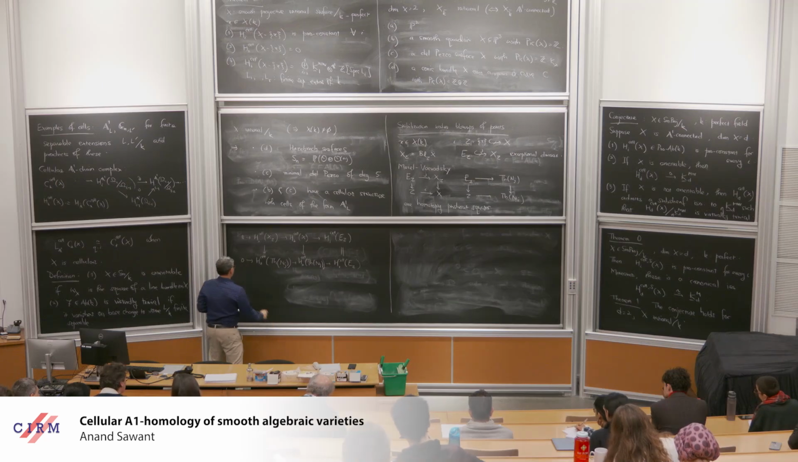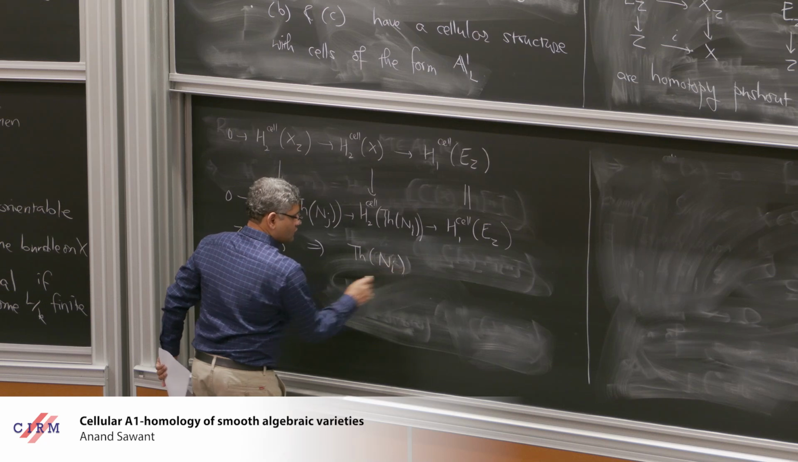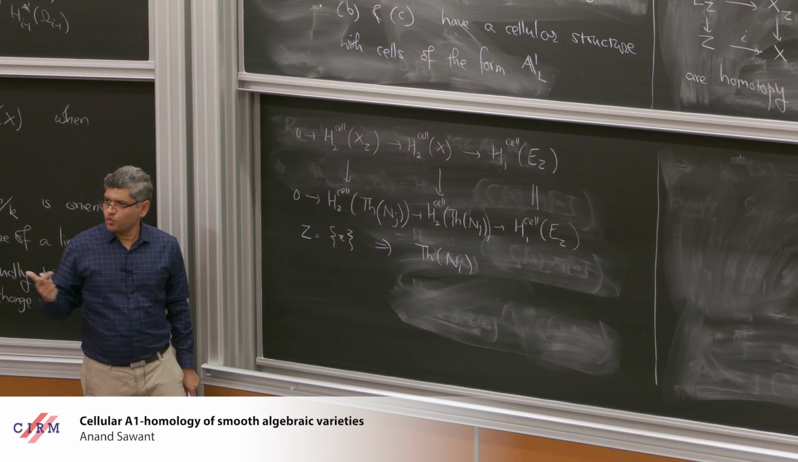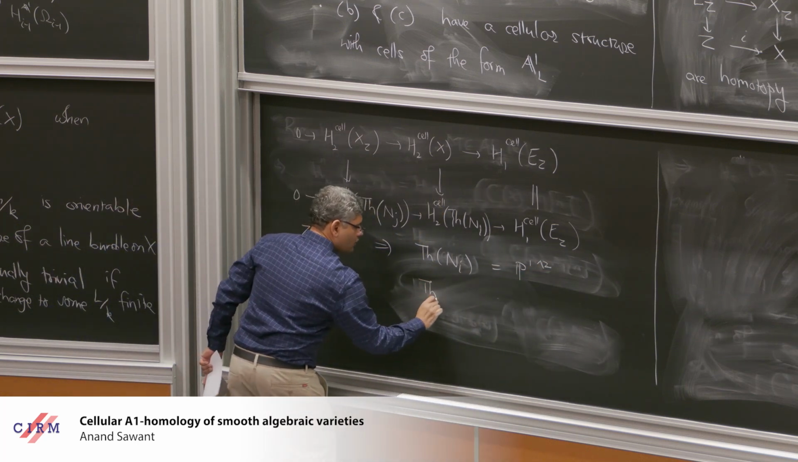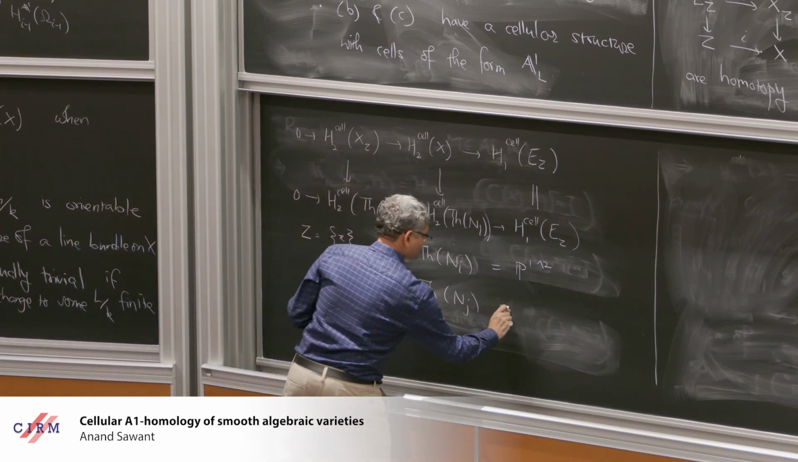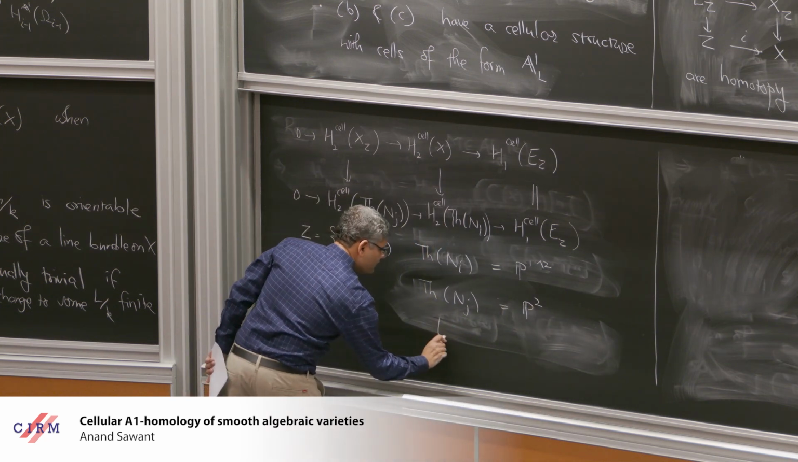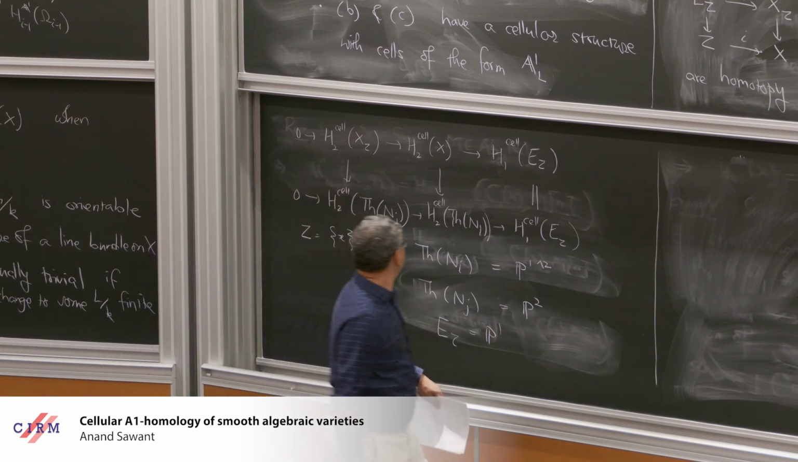So now our Z is the point, and so this tells you what the normal bundles are. The Thom space of the normal bundle of I is trivial, and so this is P1 smash 2. And the Thom space of the normal bundle of J is P2. Okay, and of course our exceptional divisor is P1. So let's just plug that in and see what happens.